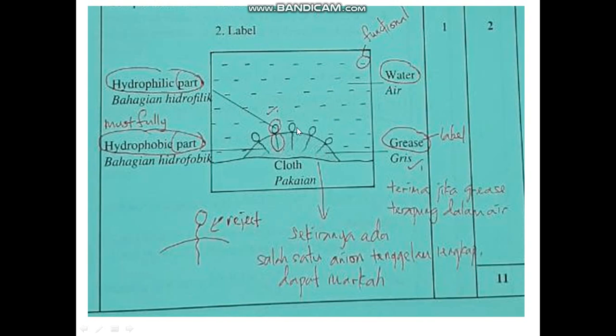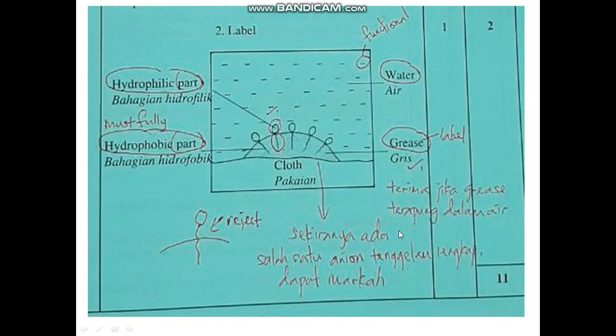And next, the both parts of soap anion, the head and the tail. You see the tail, which is labelled as the hydrophobic part, must fully dissolve in grease, and the head dissolves in water. That means the head must be outside the grease stain.